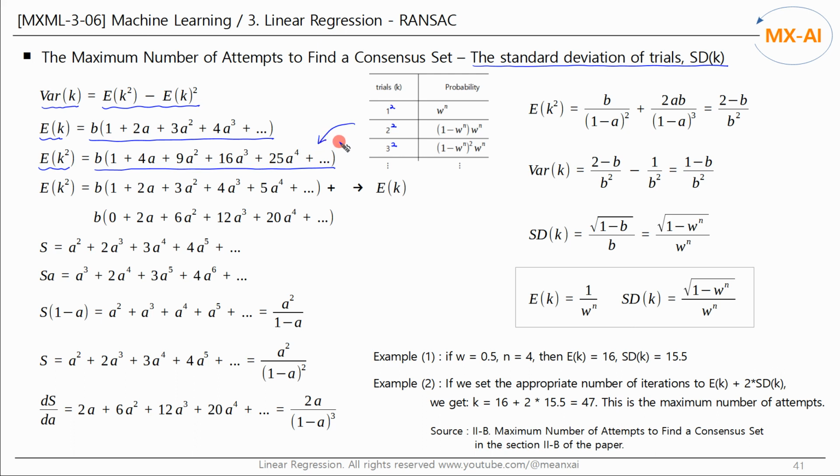Here, we will separate 4a into two items like this, and 9a squared into two items like this. Then the above equation becomes the expected value of k. Now let's summarize the equation below. Let's define s as follows. If you multiply both sides by a, you get this.